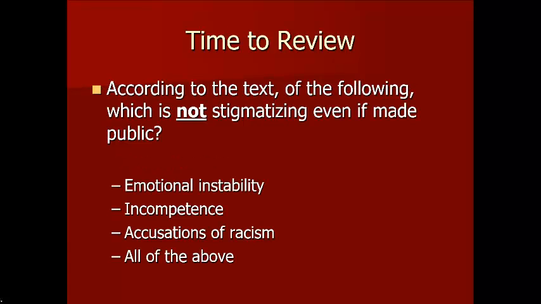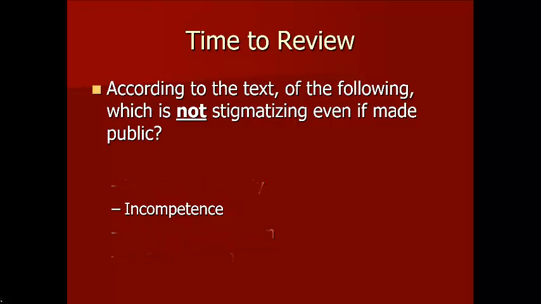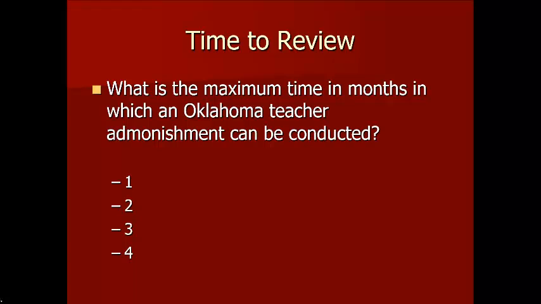According to the text, of the following, which is not stigmatizing, even if made public? If we talk about somebody's emotional instability, their incompetence, or they accuse them of racism, all of them are stigmatizing if made public, except incompetence. Okay, if that's made public, it's not stigmatizing. Which is the maximum time in months in which Oklahoma teacher admonishment can be conducted? The answer is 2 months or 60 days.